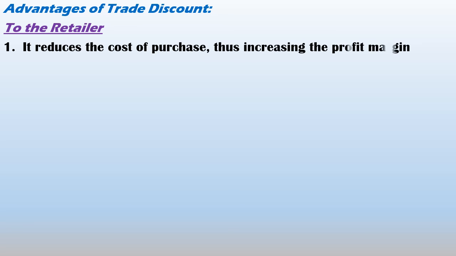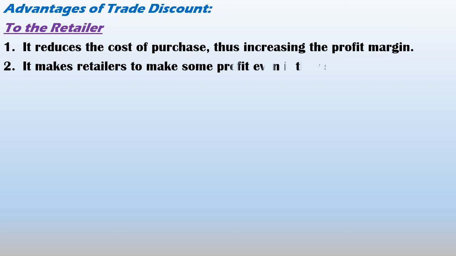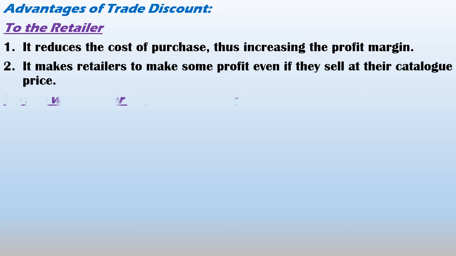Advantages of trade discount to the retailer. It reduces the cost of purchase, thus increasing the profit margin. So the retailer, when they get trade discount, is able to buy bulk quantity at less price, increasing their profits. It makes retailers able to make some profit even if they sell at their catalog price. So they don't have to raise the price. Even if they sell at the catalog price, they will earn profit.